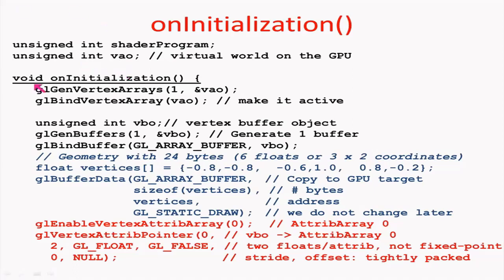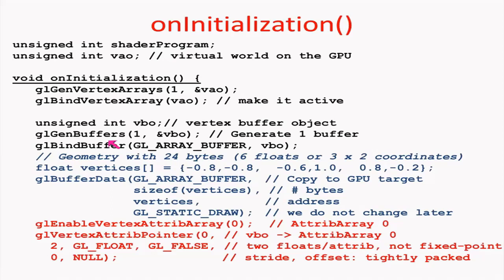First, we allocate one vertex array object and its ID will be called VAO. With binding, this is made active, which means that all subsequent operations belong to this VAO until another VAO is bound or the current one is unbound with binding 0.